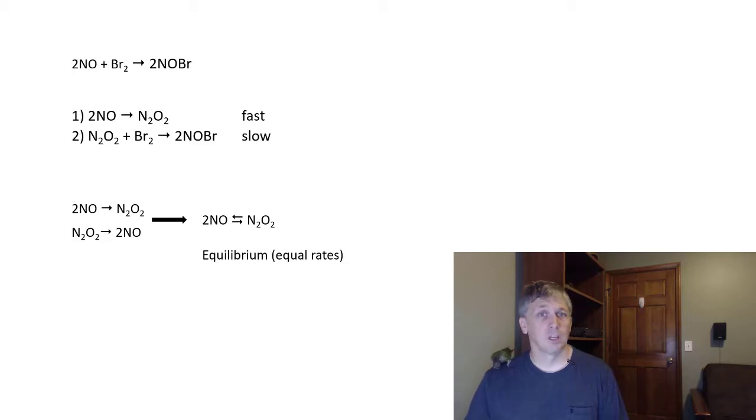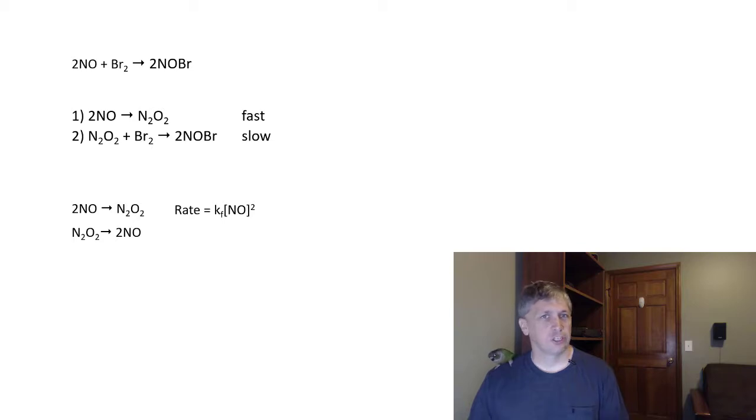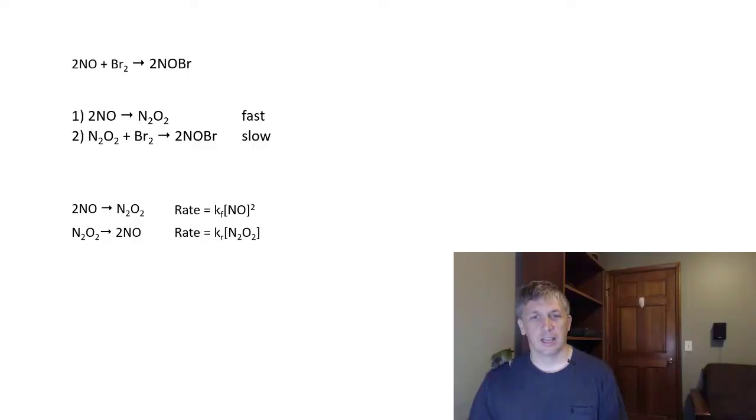But for here, all you need to know is that equilibrium means equal rates. So the rate law of the forward direction is going to equal some rate constant, we'll call it Kf for forward, times the concentration of NO squared. The reverse reaction is going to equal some rate constant, we'll call it Kr for reverse, times the concentration of its reactant, which in this case is N2O2.